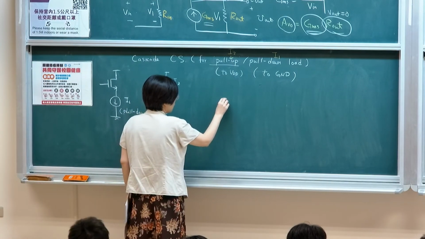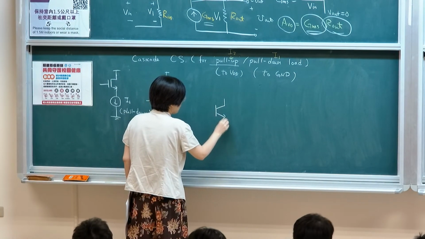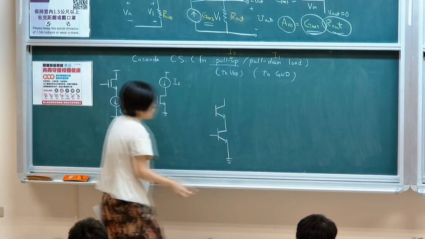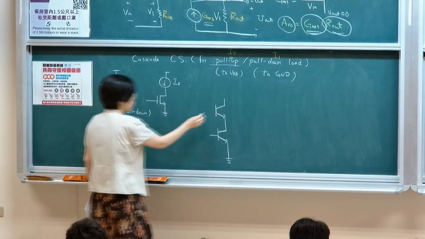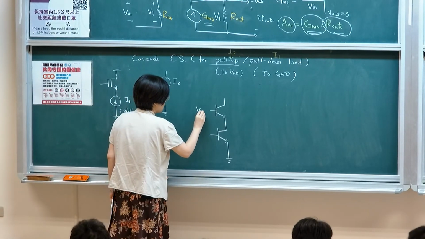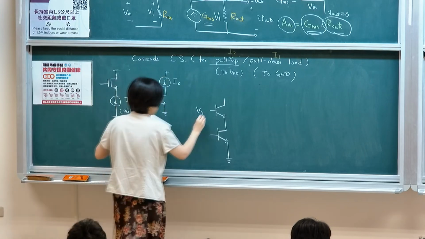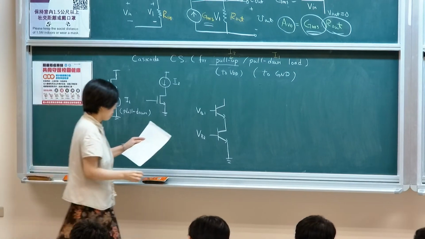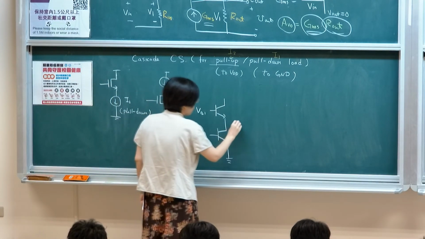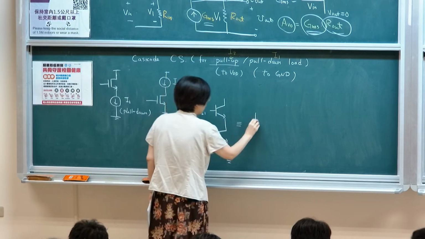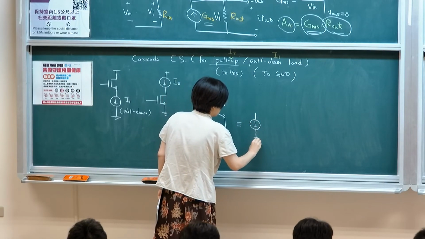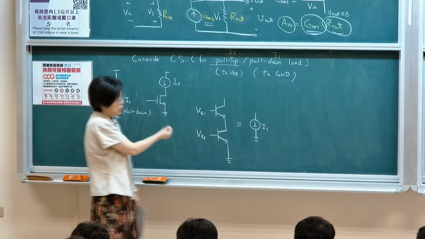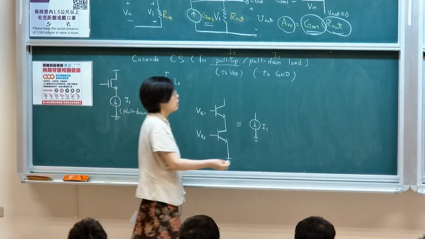For pull-down, a cascode structure will look something like this. I would then have two transistors stacked together with a fixed bias. Let me have it, VB1, VB2. This will be similar to I1. I'm just drawing the BJT. You can do the MOSFET version as well.